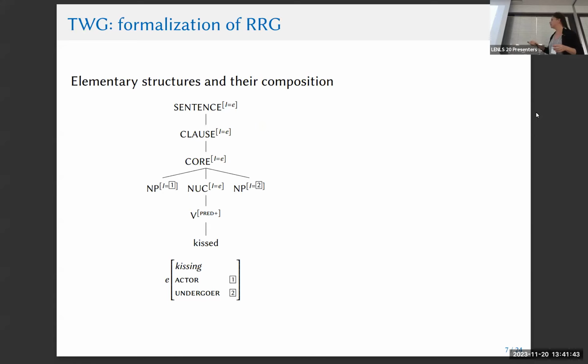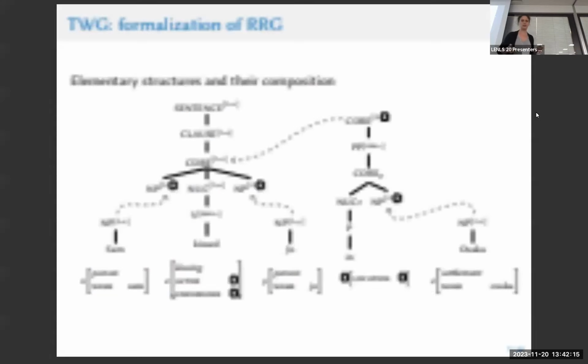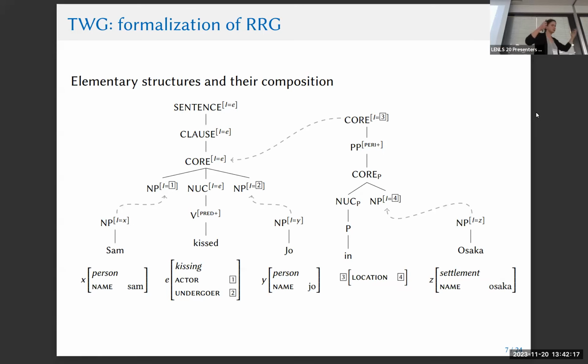Index features Y, 1 and 2, with values. What you see here is that whatever will be inserted there at the NP node, the content of that will be unified with the right argument slot here. So now you get two NPs combined syntactically, and then the values will unify. So 1 will be X, and 2 will be Y, etc. You can add an adjunct in the same way. So this is how the system works.